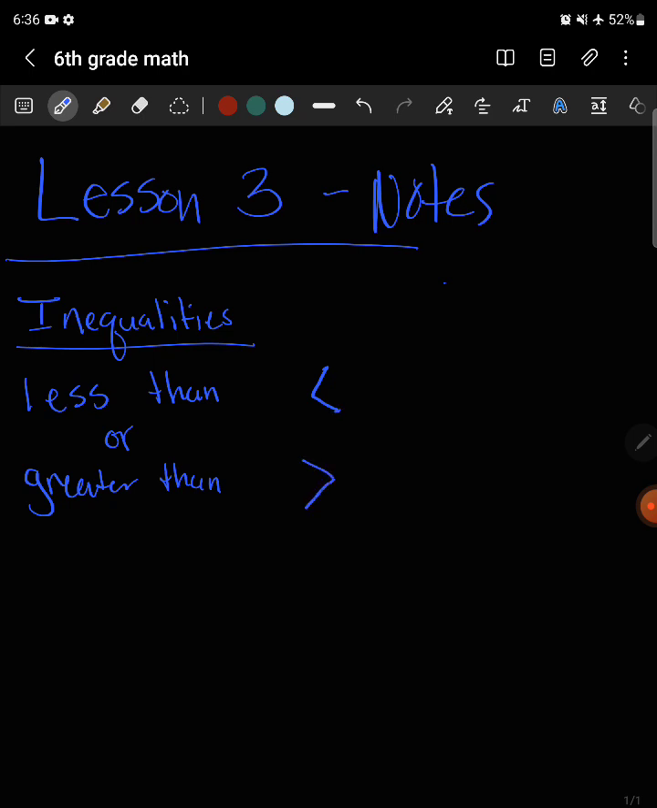How I like to think of it is Pac-Man. Pac-Man wants to eat the greater number and it is running away from the lesser number. That's how I like to think of it. It makes it really easy.